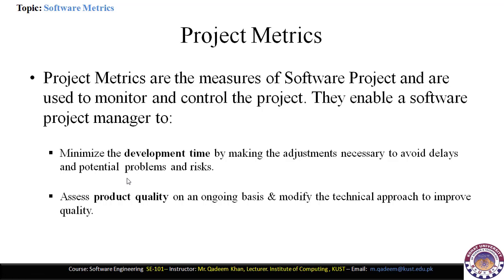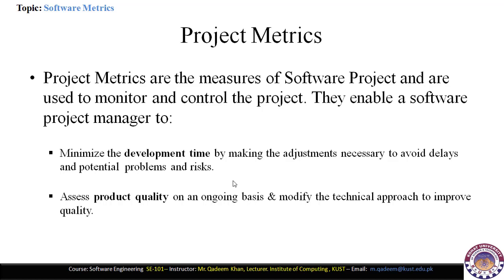So the project metrics are used by the project manager to minimize the development time. So how can he or she minimize the development time? By making adjustments necessary to avoid delays and potential problems and risks. So all the risks and problems that are identified in the project must be resolved to minimize the development time. Similarly, the manager assesses the product quality on an ongoing basis and modifies the technical approach to improve the quality.